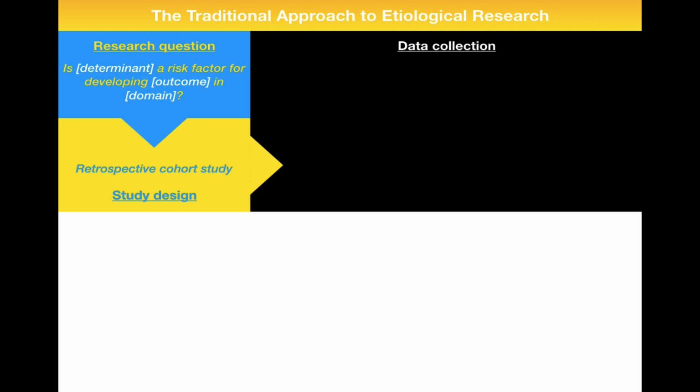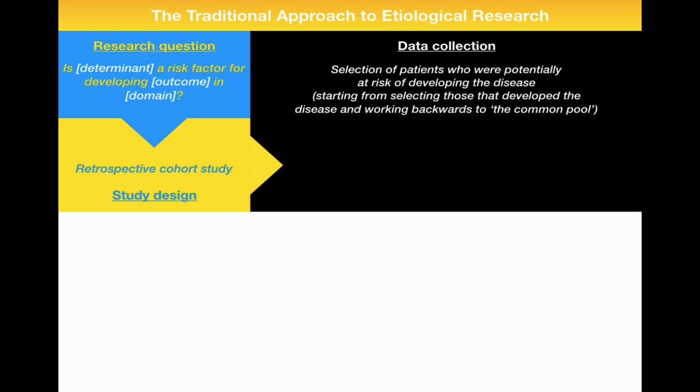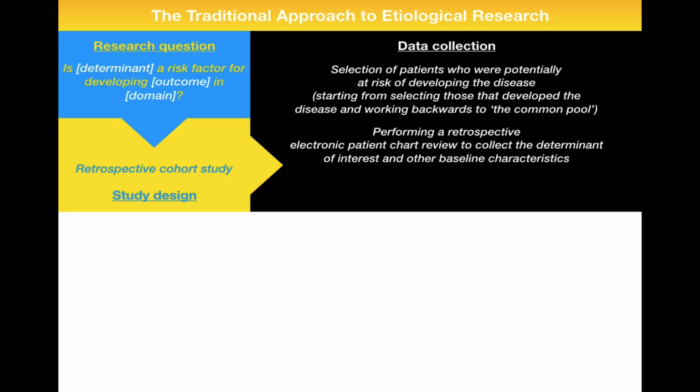And the data collection oftentimes is based on the selection of patients who were potentially at risk of developing a disease. So here we actually start from the pool of patients that have developed the disease and then work backwards to finding that common pool, and then perform a retrospective electronic patient chart review to collect the determinants of interest and other baseline characteristics. And eventually, some studies obtain additional information through questionnaires. But we have already learned that all of these factors increase the risk of bias in a study.